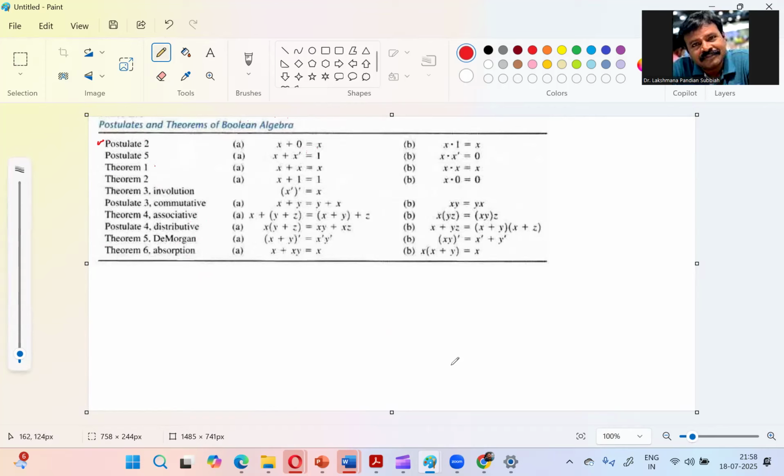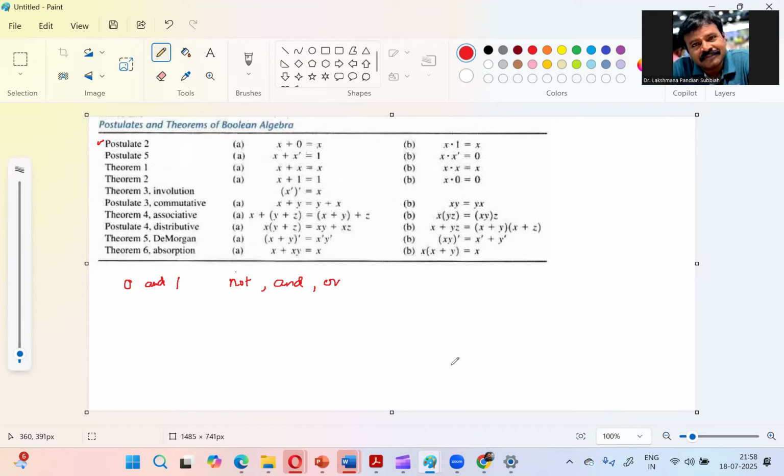Good morning, students. In this lecture, we are going to discuss postulates and theorems of Boolean algebra. To consider Boolean algebra, we have only two values, 0 and 1. 0 is false and 1 is true. Then in that algebra, we have only three operators allowed: NOT, AND, and OR.